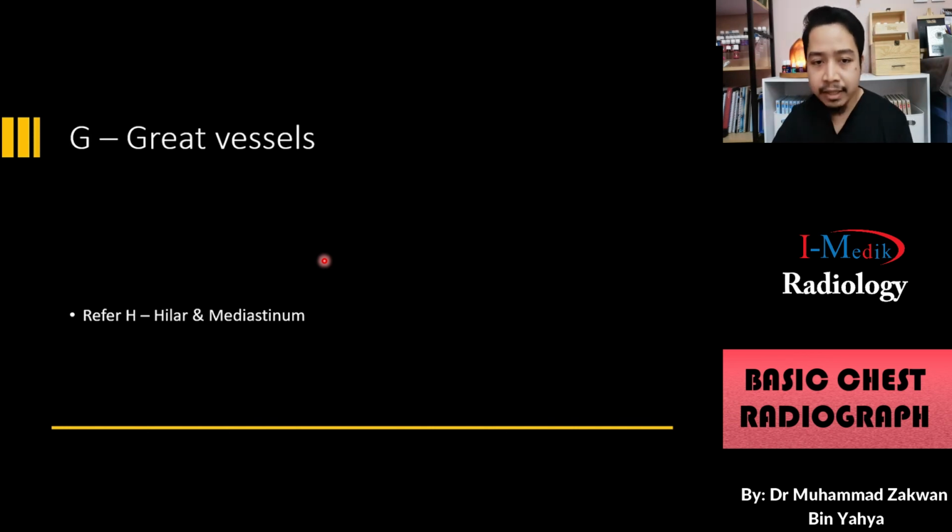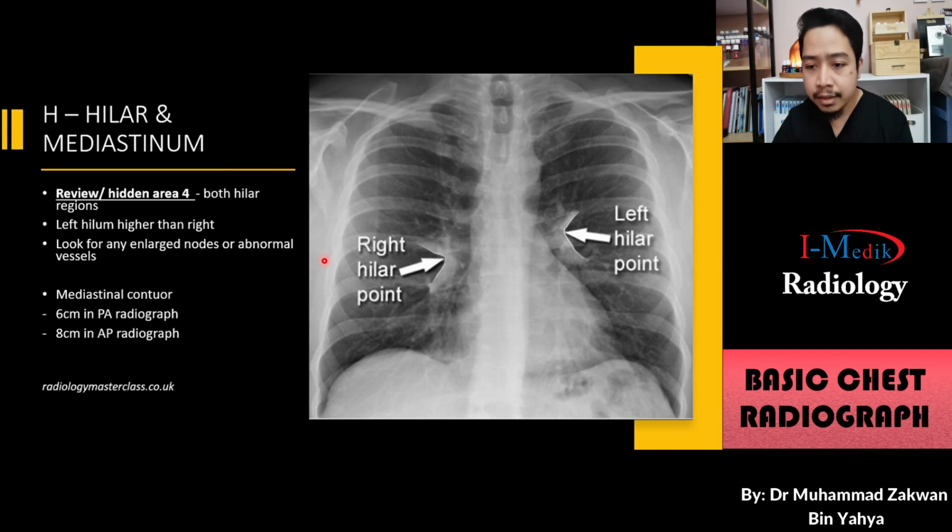For the mediastinum and the hila: the hila here are made up of the ascending pulmonary vein and pulmonary artery, and the descending pulmonary artery. The pulmonary vein forms the superior part of the hilum, and the pulmonary artery forms the inferior part. So the fourth review area is both hilar regions. The left hilum should be higher than the right side, or at least at the same level. It should not be lower than the right side. Look for any enlarged nodes or abnormal vessels.